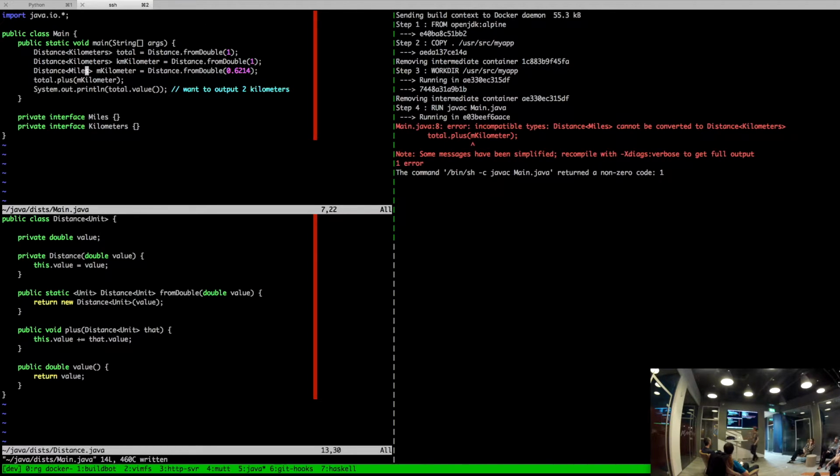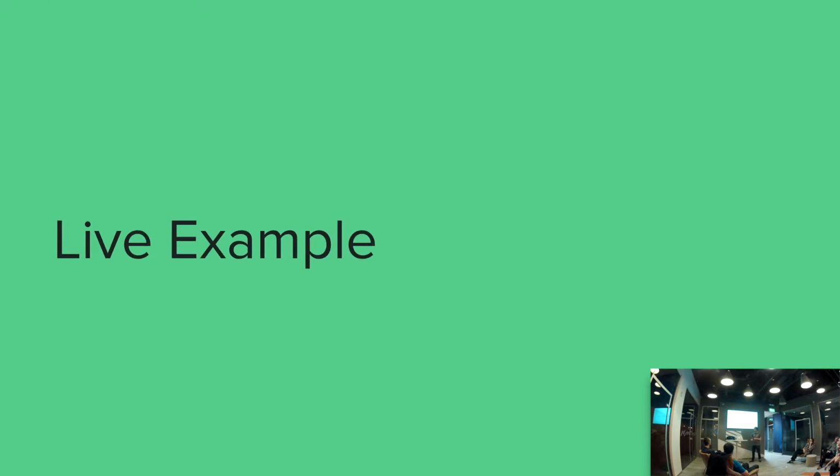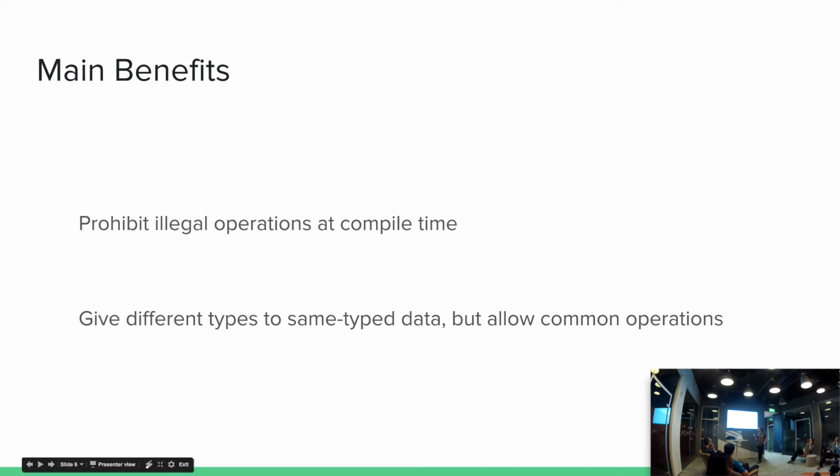So yeah, that's the first example that I have. And as you can see from that, two of the main benefits, as far as I've determined, of phantom types are prohibiting illegal operations at compile time. I found out that the miles and kilometers couldn't be added together, but I also found it out at compile time instead of at runtime. And you can also give different types to same-typed data, but allow common operations.